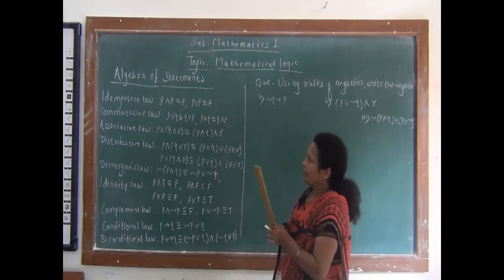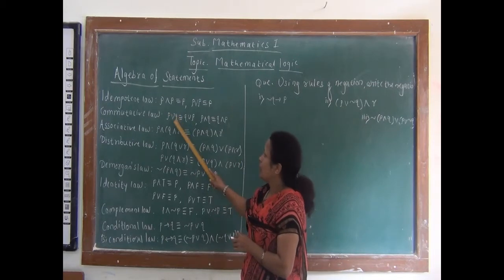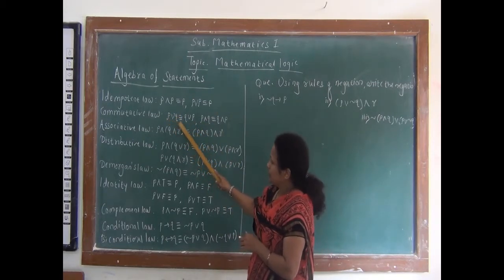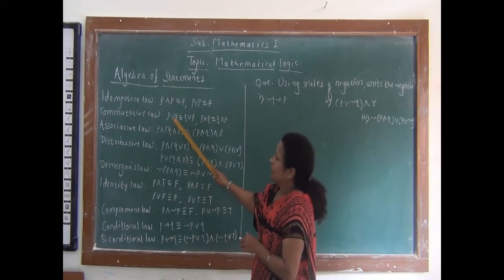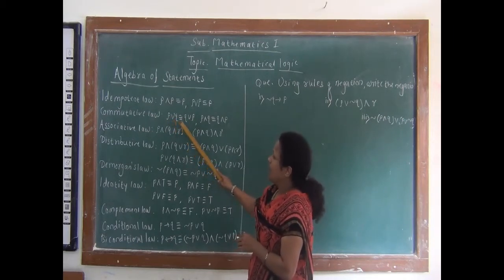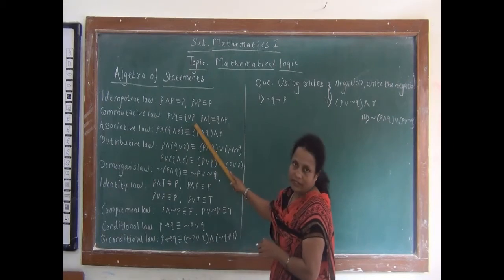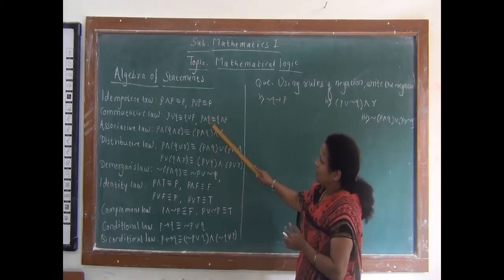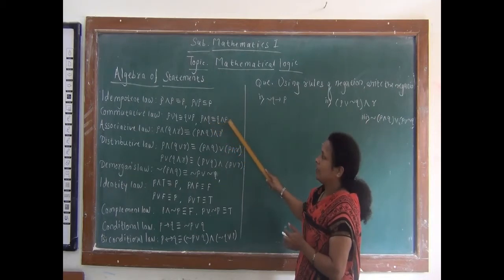Then the second law, commutative law, which is again for or and and. So first is P and Q equivalent to Q and P, and the second statement is the dual of the first, P or Q equivalent to Q or P.